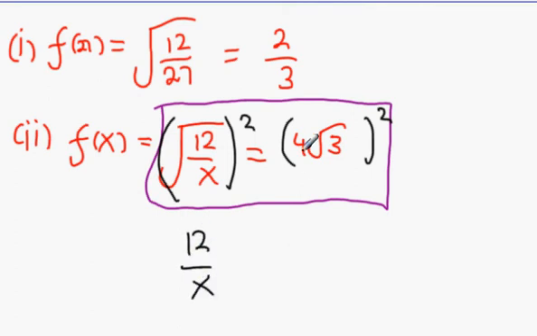12 over x. Now, this one's a different story. We can do this in the calculator, can't we? We can do 4 root 3 by 4 root 3. You should get 16 multiplied by 9. 144? Yeah? Yeah, thank you.